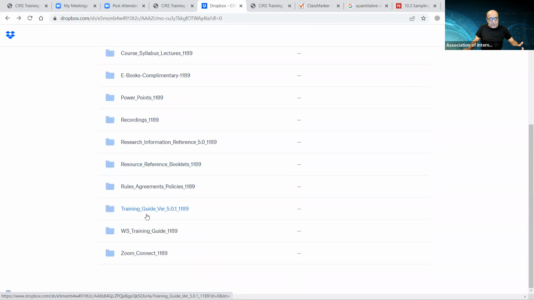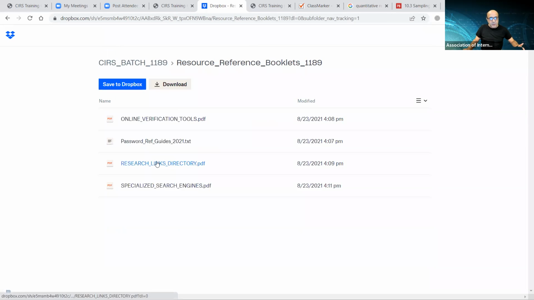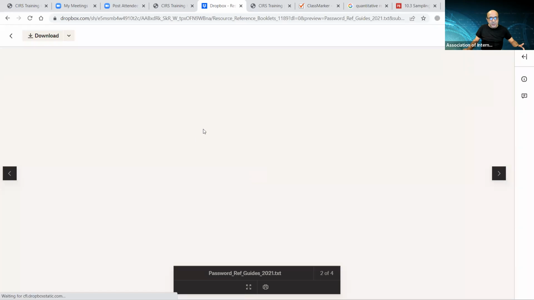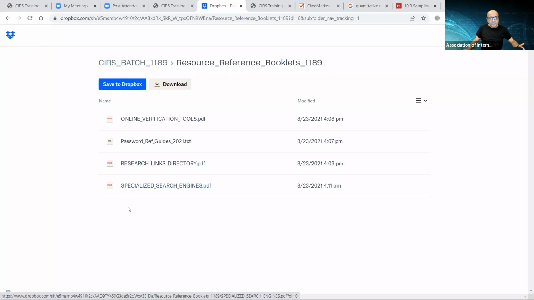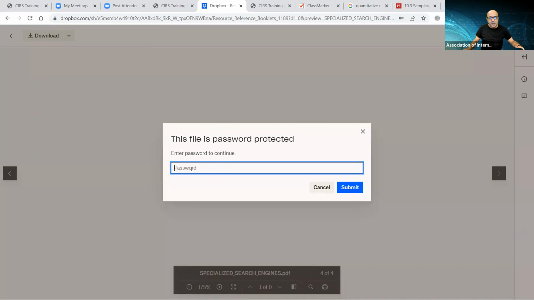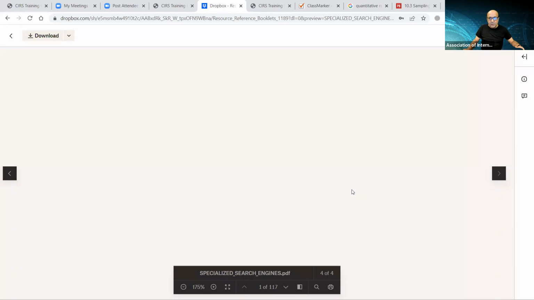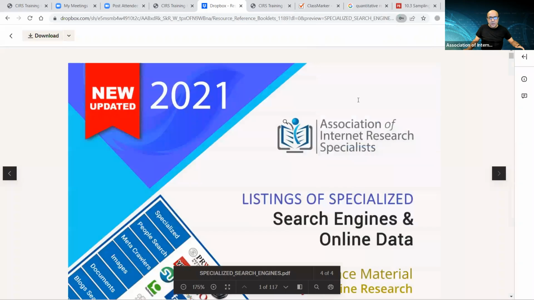Let me see which one has that. Resource reference booklets. Okay, so I think this is the one. So for example, specialized search engines, and see, there is a password to it, so don't forget to insert the password. Let me check this one first. I'm going to copy this and open up specialized search engines. I don't know if it's going to open in the browser or not. Sometimes, okay, it did open up.